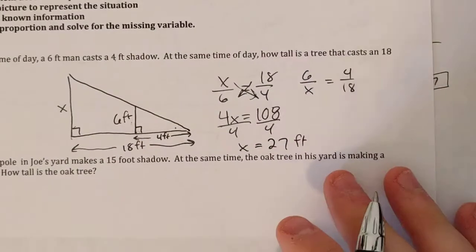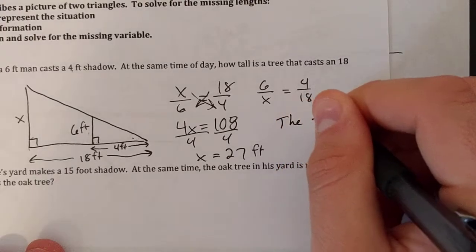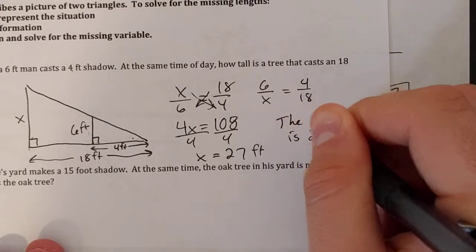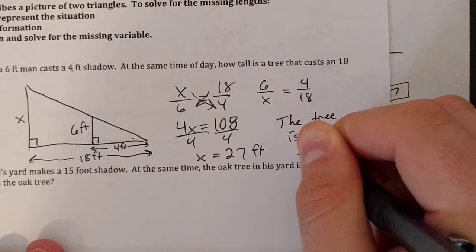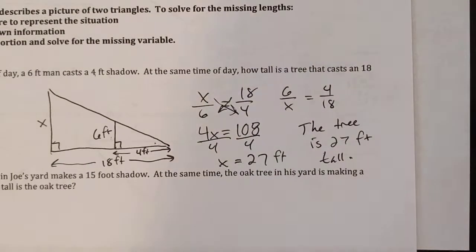So to answer the question, you're going to say the tree is 27 feet tall. So read the problem, draw your triangles, label, set a proportion, cross multiply, and solve. Remember that shadows obviously go horizontally and heights are always vertical.